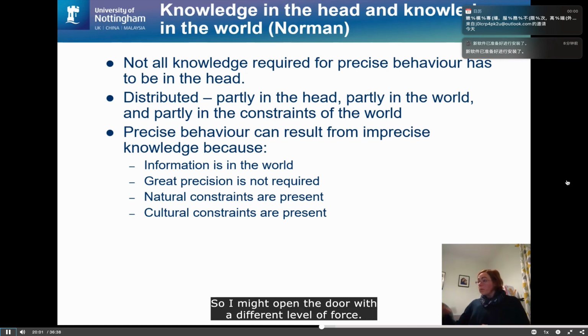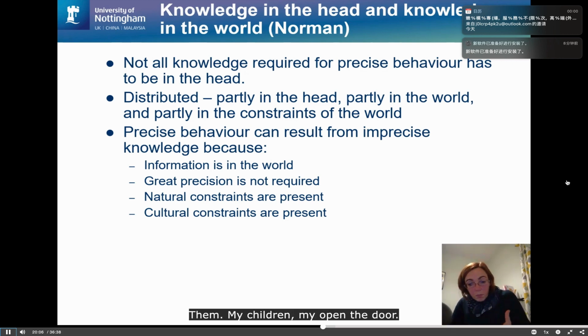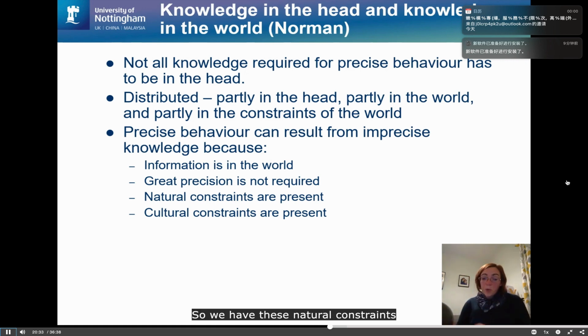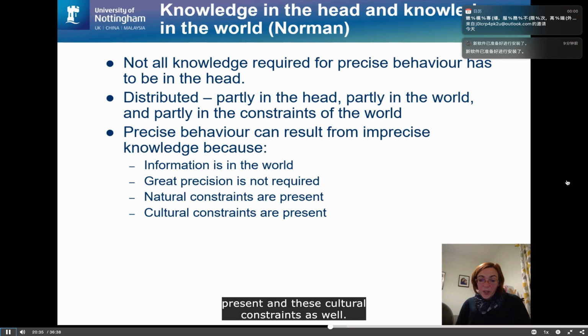So I might open the door with a different level of force than my children might open the door, but we all manage to open the door because it doesn't need to be the precise torque, the precise amount of force that we need to execute in order to complete the task. So we very often do tasks that don't require great precision because of the constraints around us and because of the tolerances within the engineered systems that we work with as well. So we have these natural constraints present and these cultural constraints as well.